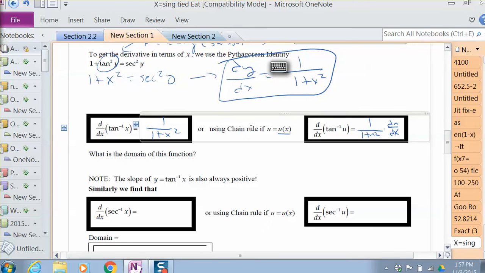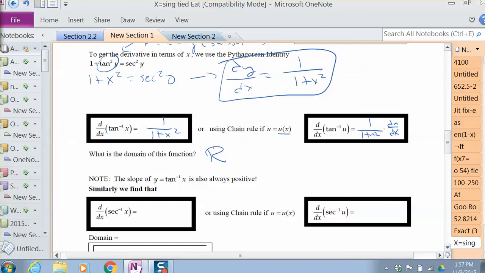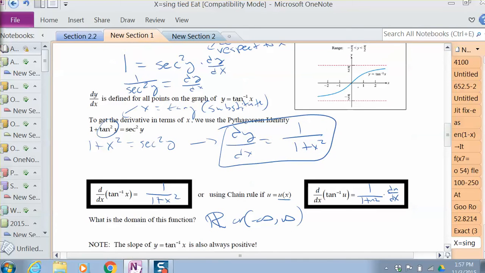The domain of that function is actually all real numbers, or negative infinity to infinity. You can plug in whatever you want to 1 over 1 plus x squared. And we see that the slope's always going to be positive if you drew tangent lines. So the tangent lines are all positive.